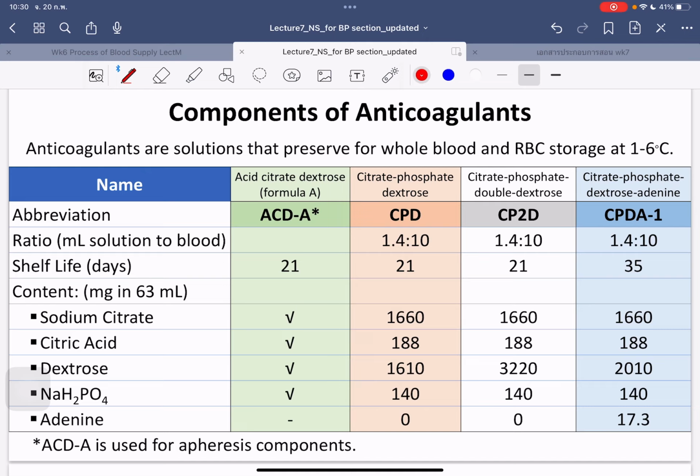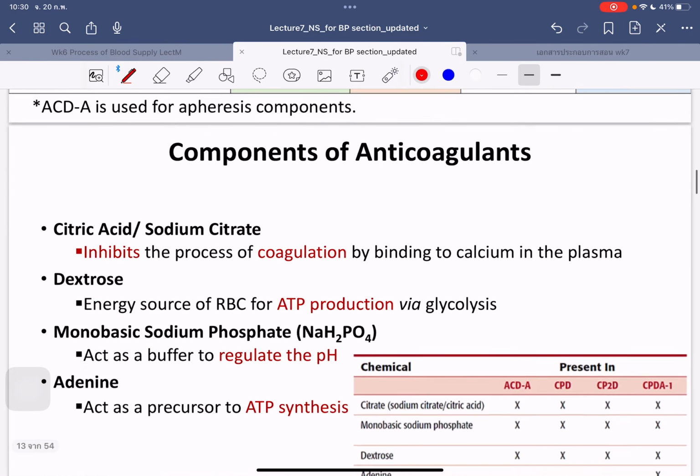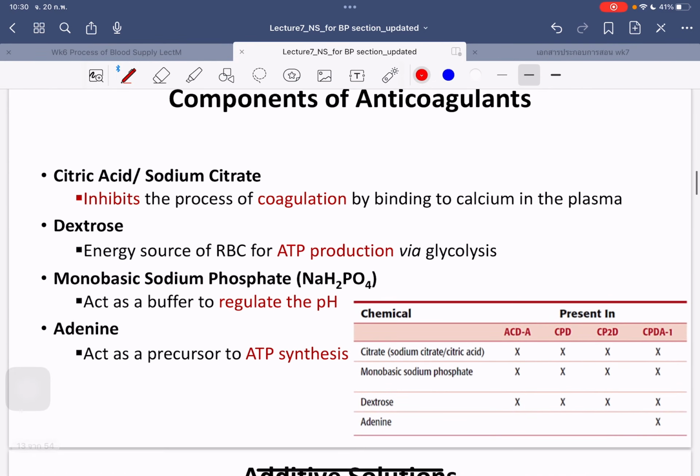Do you think it's long enough to store it for 35 days? It should be enough, right? But is it better if you can store longer than this? Let's see. We have another slide. So let's first understand the importance of each component.